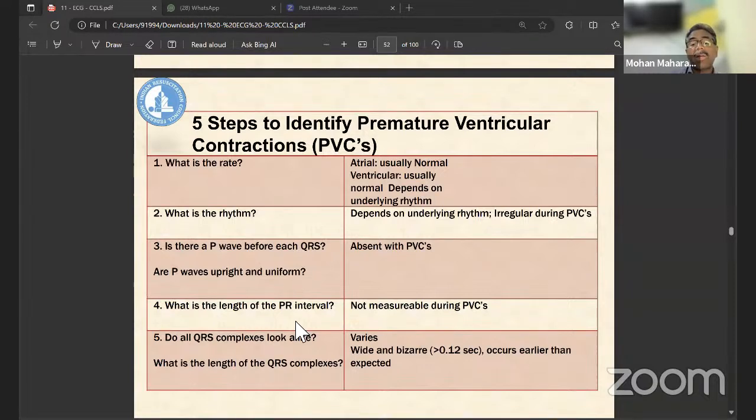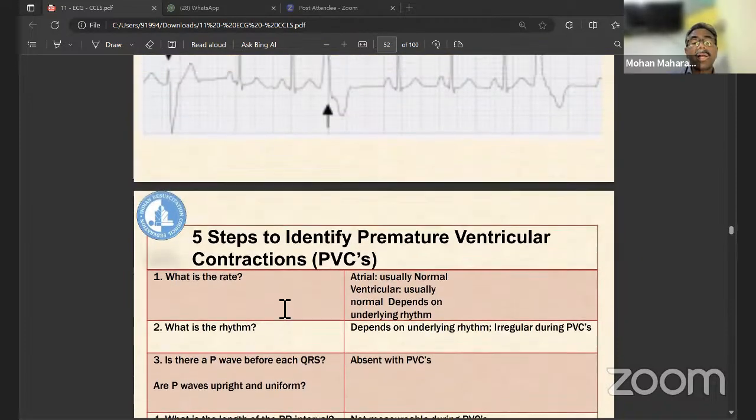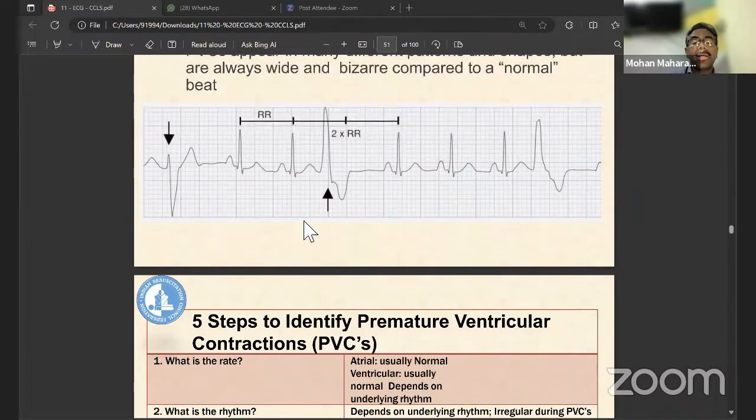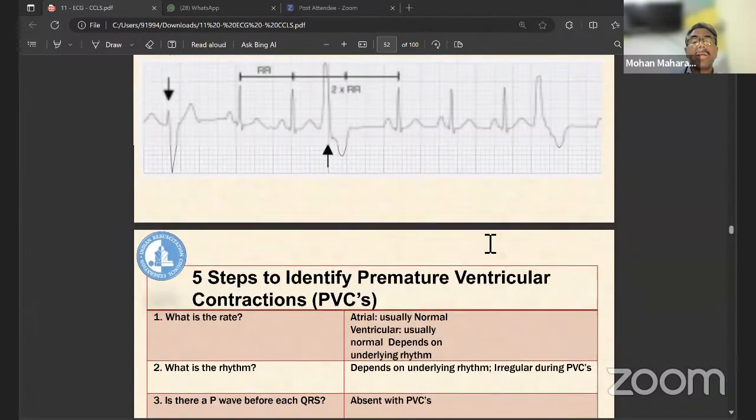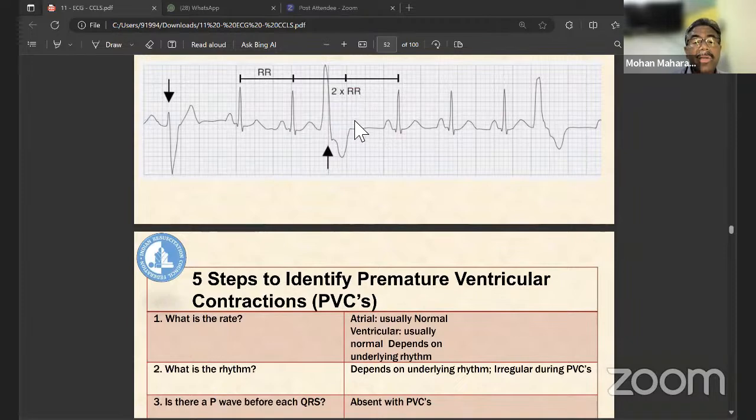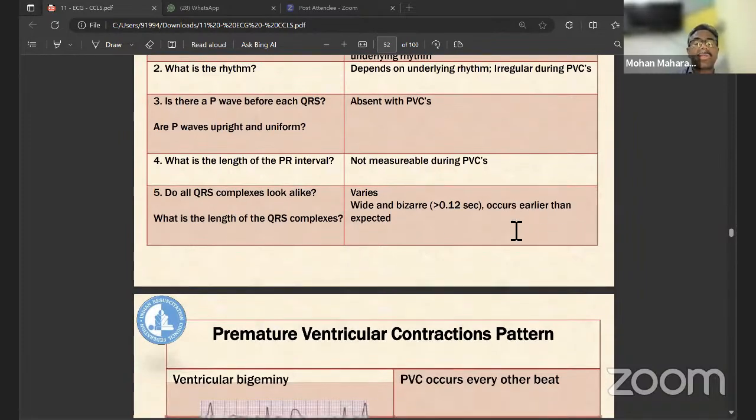Now, the length of the PR interval, again, you cannot measure because it is not continuous. Please understand again, the QRS complexes are not looking alike. And what is the length of the QRS? Again, the complexes, you see, are wide, vary, and occur earlier than expected, and that is the reason you are not able to see the P wave here. Between 1, 2, 3, here only 1 and 2. And look at 1, 2, 1 and 2.5, 1, 2, 2.5, but again only 1.5, 2. So that means it is actually earlier than expected.